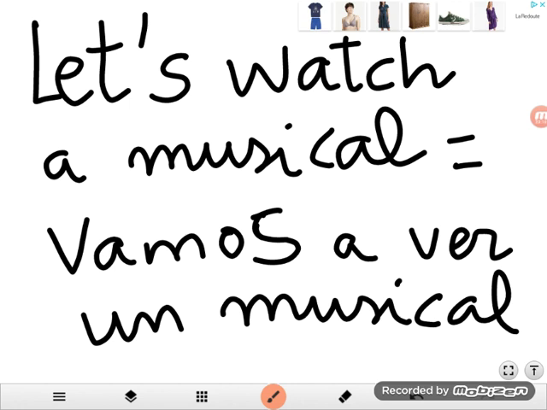Vamos a ver los dibujos animados. O let's watch a science fiction film. Vamos a ver una película de ciencia ficción. O let's watch, I can't remember the other one, fantasy film. Vamos a ver una película de fantasía. Okay? Do you understand? ¿Habéis entendido?